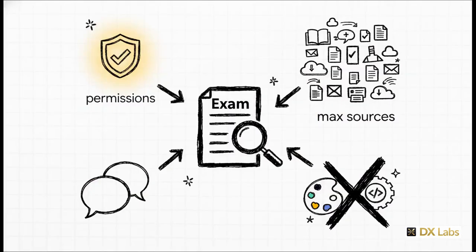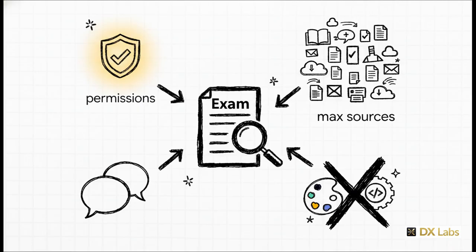Let's do a quick recap of the exact technical constraints you need for the AB900 exam. To create an agent, you must have edit permissions. You can connect a maximum of 20 knowledge sources. You're limited to a maximum of 3 starter prompts. And finally, SharePoint agents have absolutely no image generator and no code interpreter.